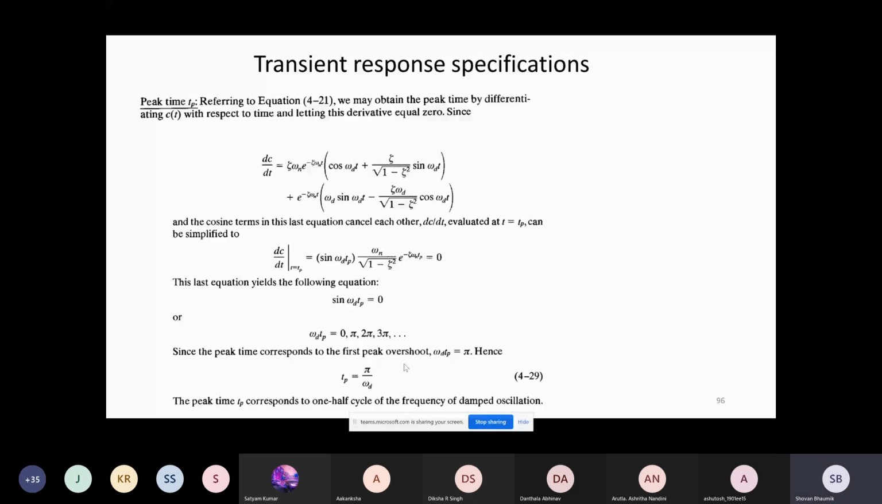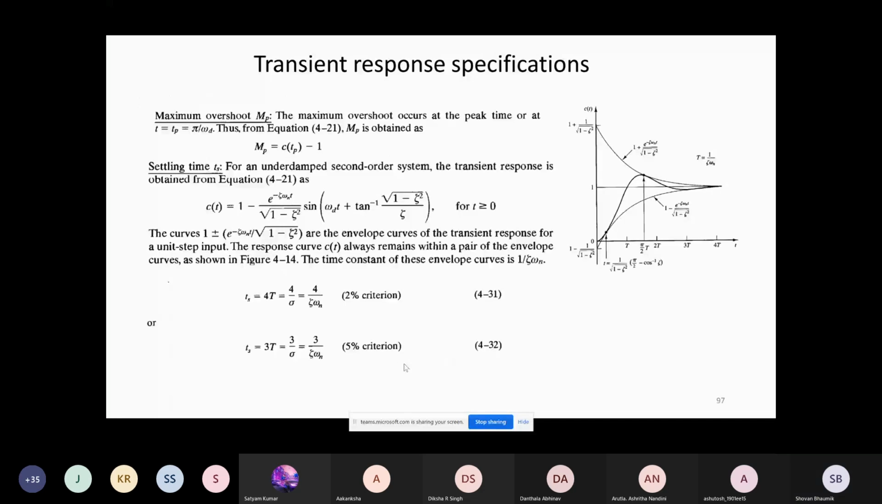Now let's come to the maximum overshoot and settling time. These two are required. The maximum overshoot is the overshoot where the response reaches its maximum, at the peak time. So the maximum overshoot is the value of C(t) when it reaches the peak time, or t_p, which is equal to pi by omega_d. So we can write very simply, M_p will be equal to C at t_p minus 1. That will be the maximum overshoot. The percentage of maximum overshoot can also easily be calculated.